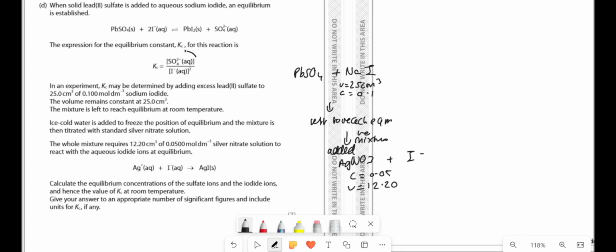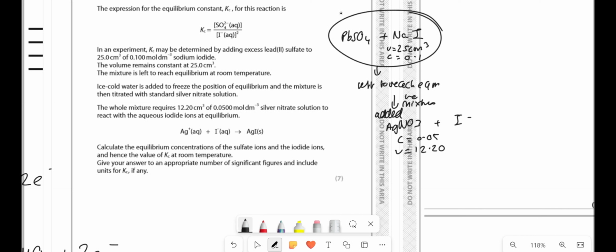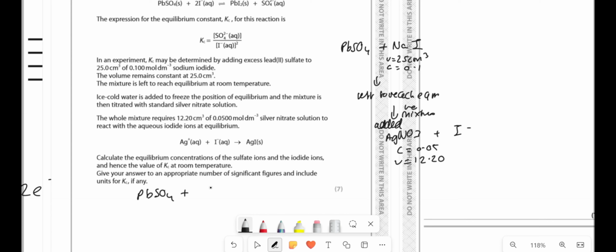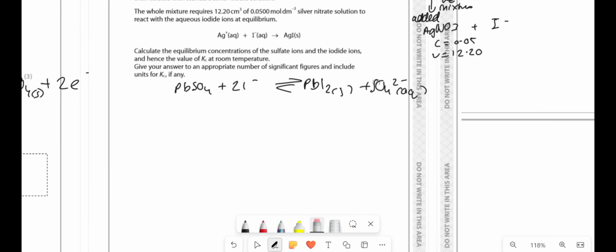Alright, so in order to find Kc, we need to find the concentration of this and the concentration of this. So we're going to have to do a bit of mole work. The question's told you at the start that they've reacted these two things, we let them reach equilibrium. So first of all, we can work out our initial moles. The overall reaction here is PbSO4 plus 2I- goes to PbI2 solid plus SO4 2- aqueous. Now I've heard people use ICE as their thing, so I'm going to switch it to ICE: initial moles, the change in moles, the equilibrium or end moles, and then the equilibrium concentration.